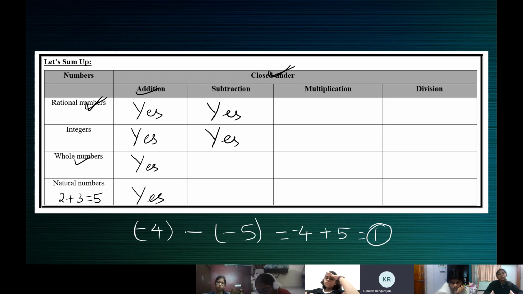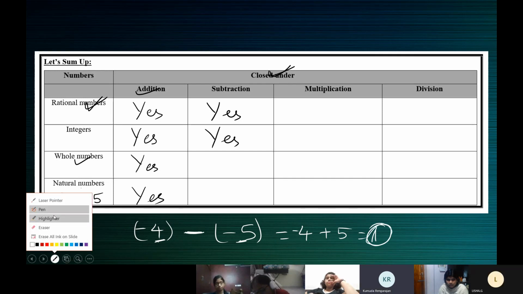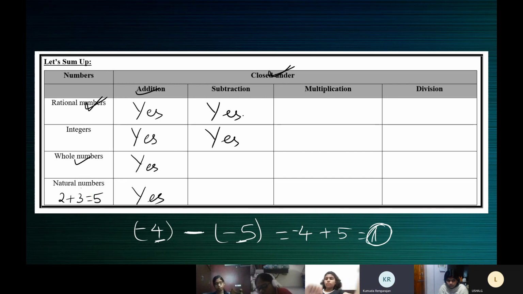The difference of two integers: this is an integer, this is an integer. Let's work that. So -4 plus 5, the answer is 1, which is also an integer. So integers are closed under subtraction.